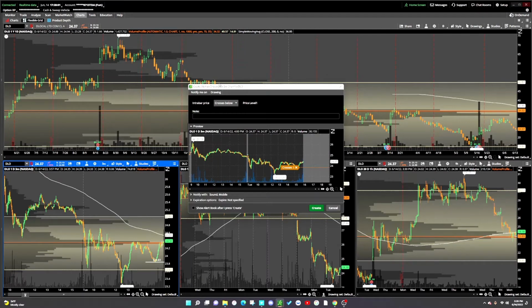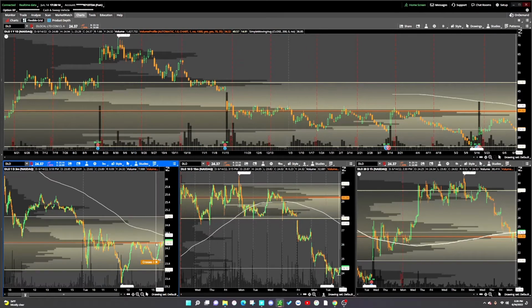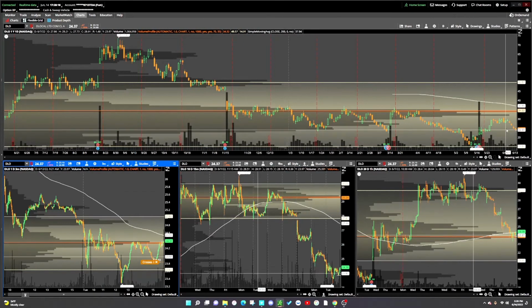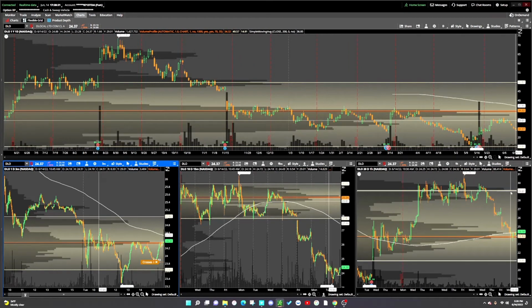Create an alert with the drawing. Okay. And what I want to know is if it crosses below, that will be my cut. Okay. And now, if I'm going long, what am I targeting? I'm targeting this 34-32 range, which is pretty high.